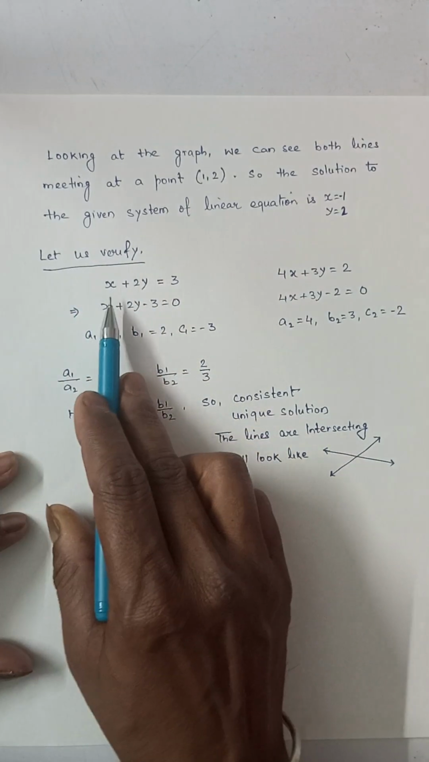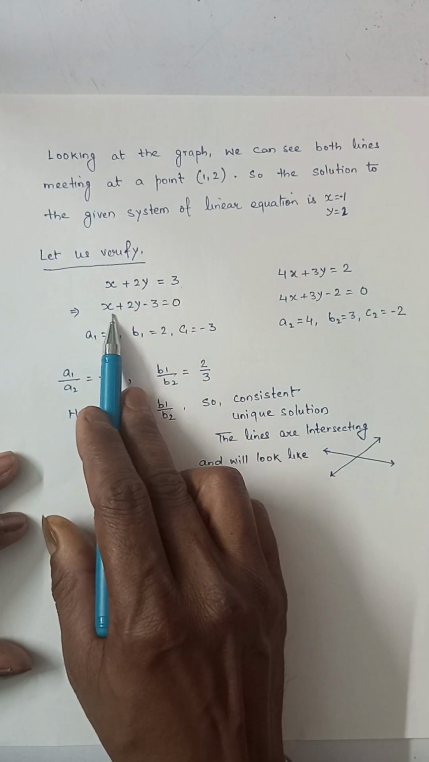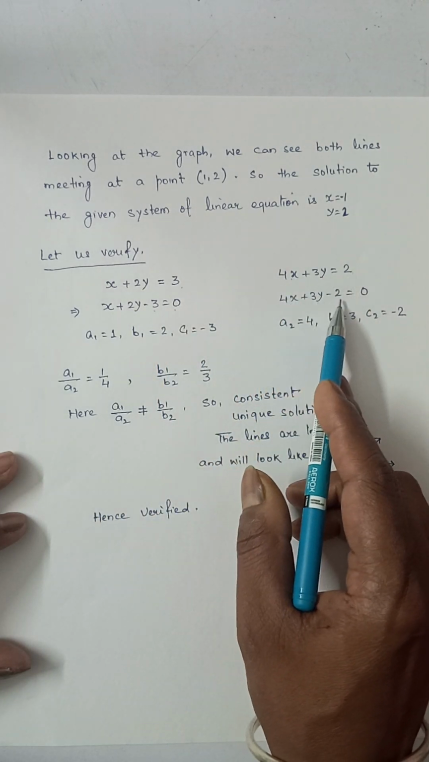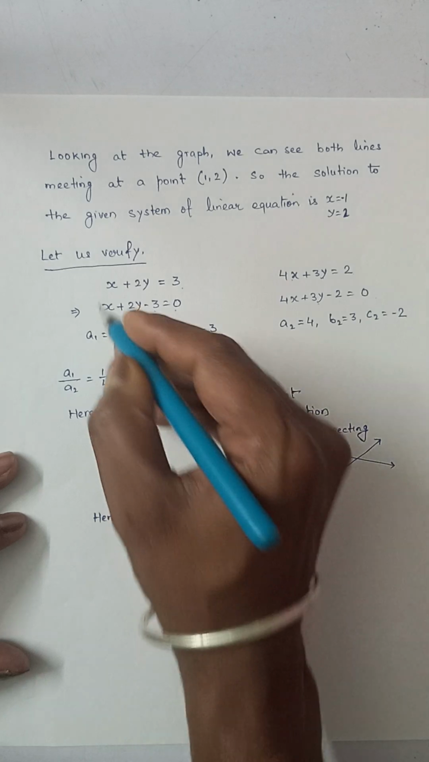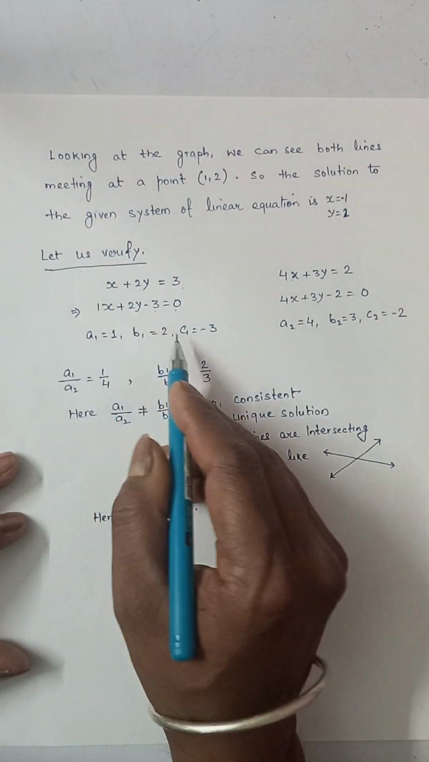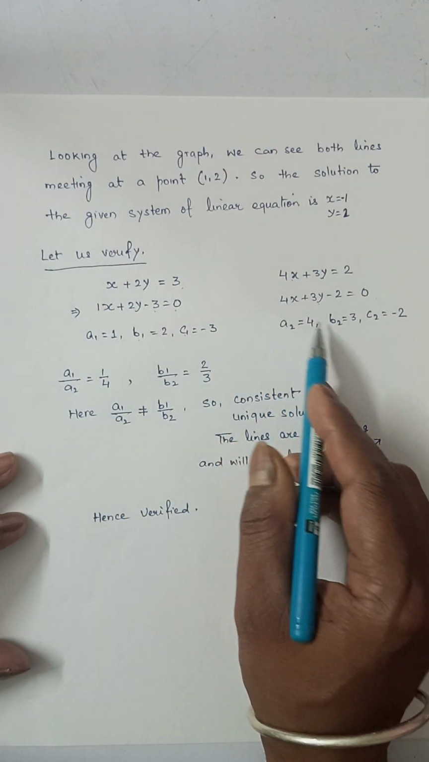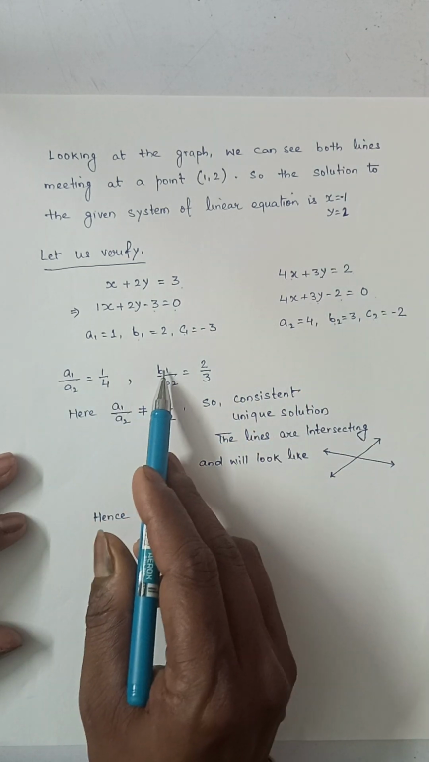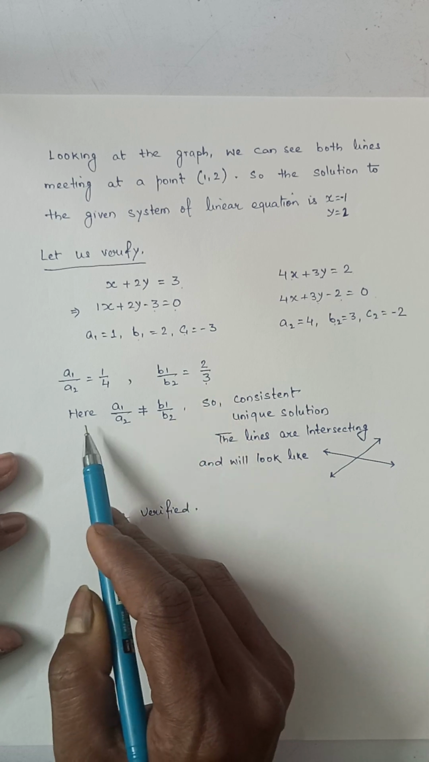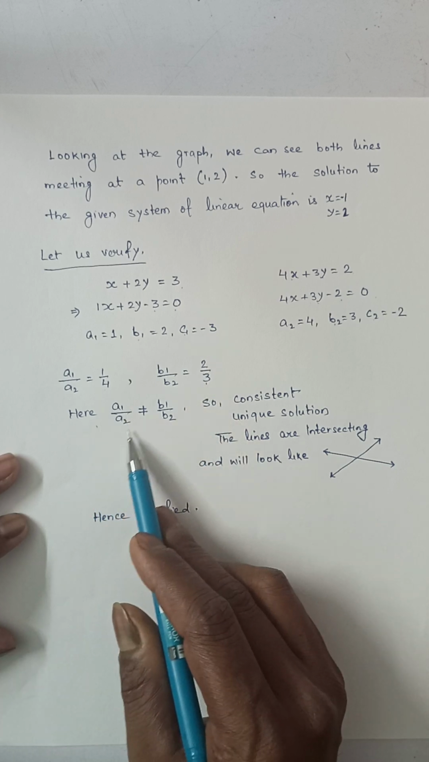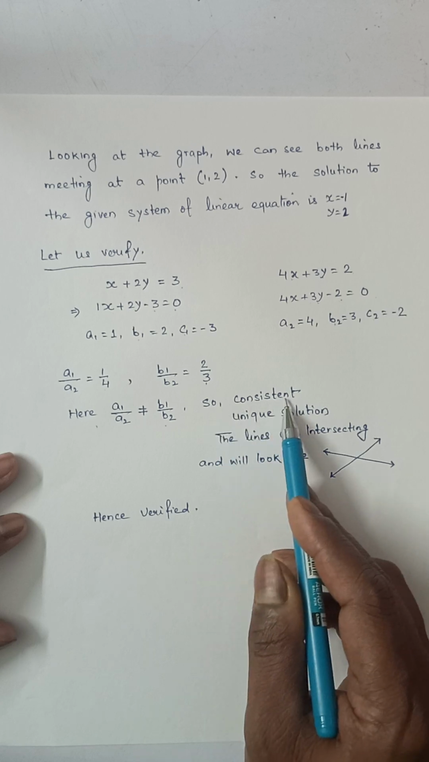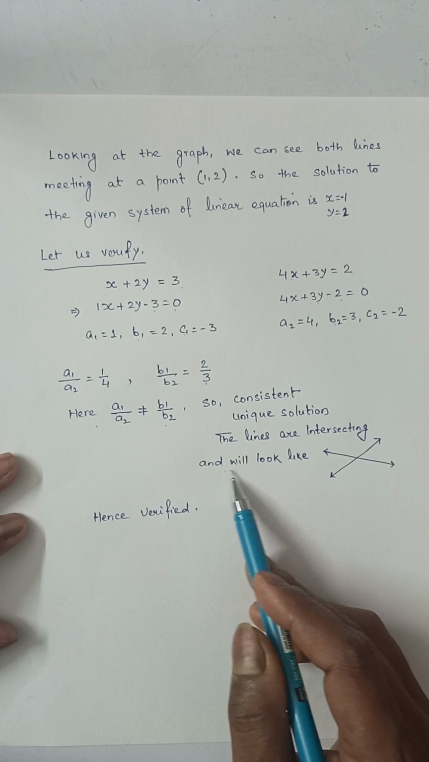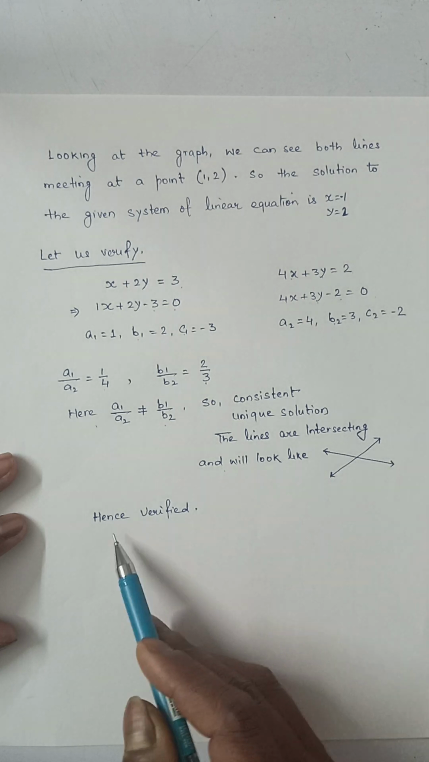Now let us verify. From the given equation x plus 2y equals 3, x plus 2y minus 3 equals 0, and 4x plus 3y equals 2, 4x plus 3y minus 2 equals 0. Here a1 is 1, b1 is 2, c1 is minus 3, a2 is 4, b2 is 3 and c2 is minus 2. We get a1 upon a2 equals 1 by 4 and b1 upon b2 equals 2 by 3. Therefore, a1 upon a2 is not equal to b1 upon b2. So consistent unique solution, the lines are intersecting and the graph will look like intersecting lines, hence verified.